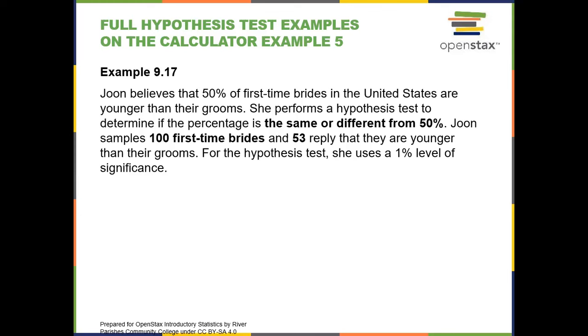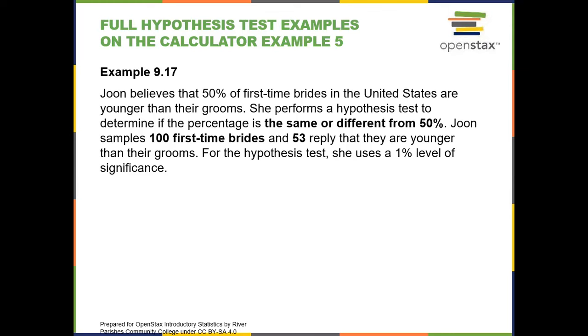So first we have to know what is the null hypothesis. So null hypothesis colon P, population proportion, is equal to 0.5, which is 50%. Okay, what is the alternate? Same or different from 50. So P is not equal to 0.5. So stat, test, highlight test.